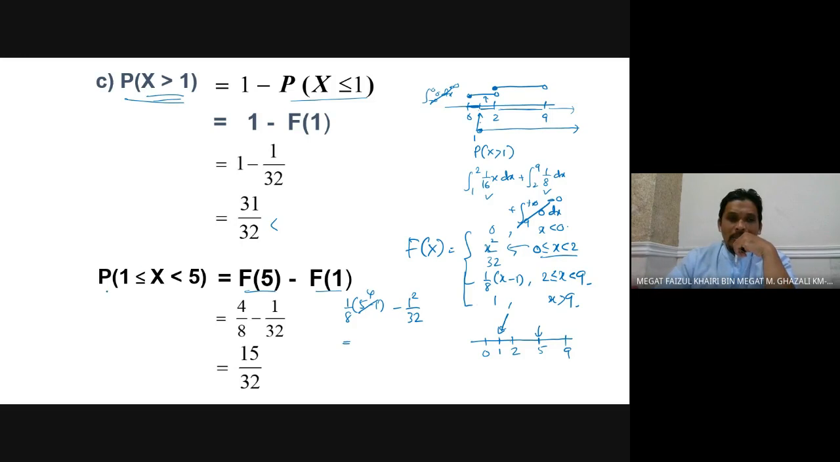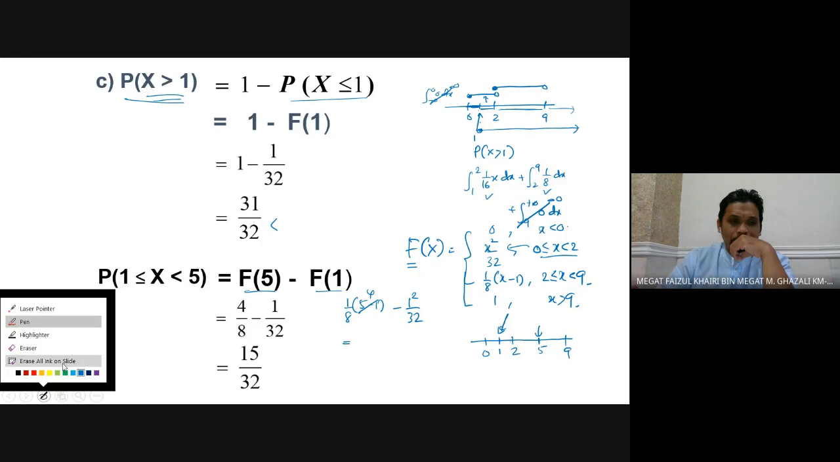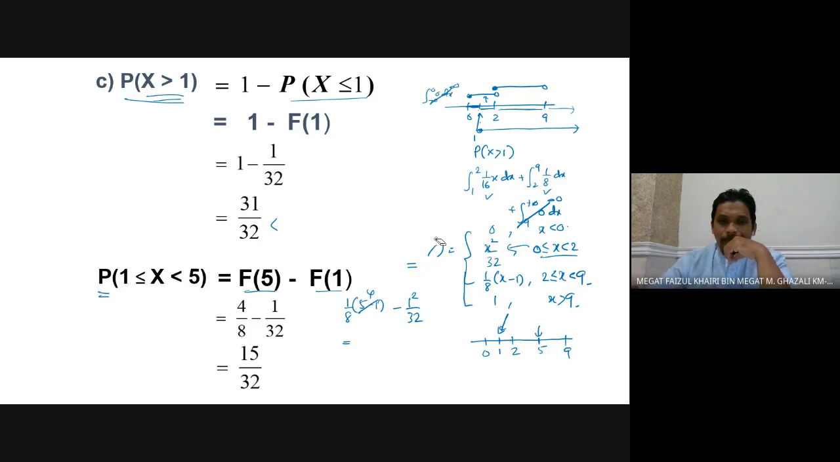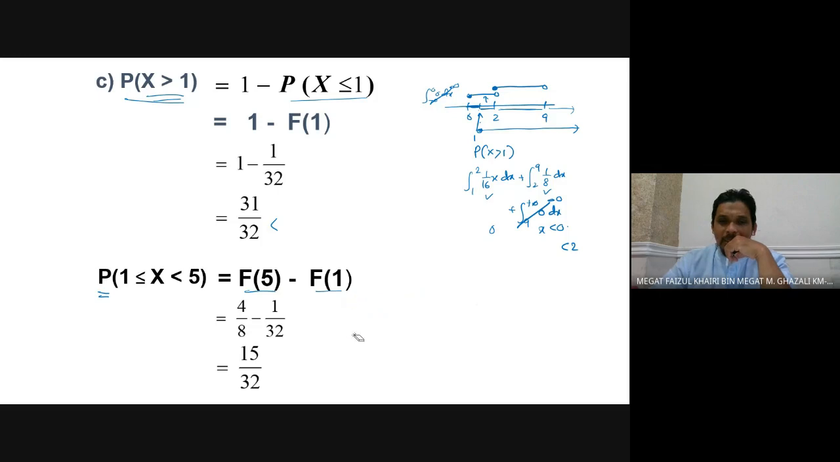Okay, class, if I refer to the earliest function, not cumulative, but the small f, kalau saya refer kepada fungsi yang awal, bukan fungsi kumulatif, let's see if we will get the same answer or not. Okay, this is the function of 1 over 16x from 0 until 2 and 1 over 8 from 2 until 9.